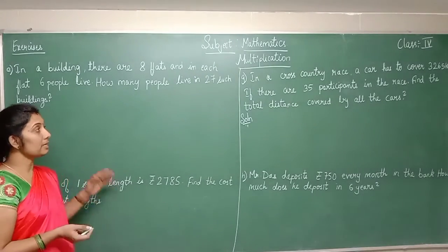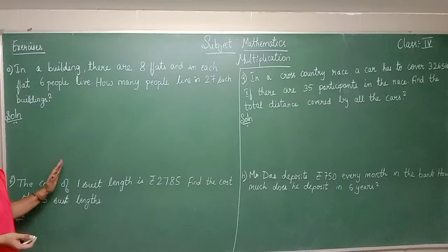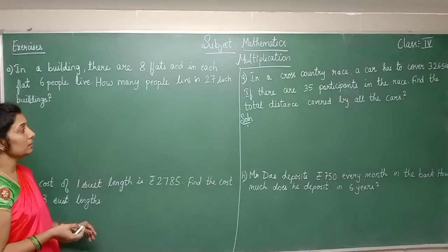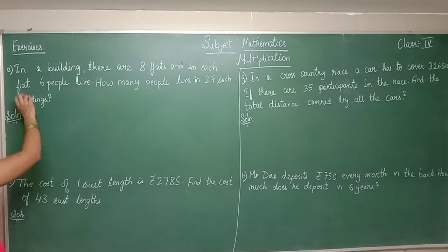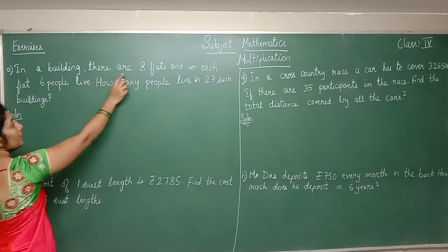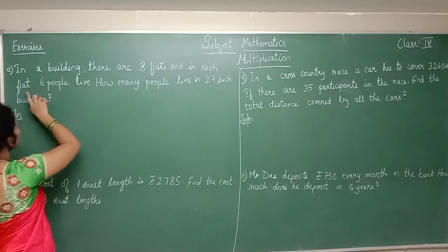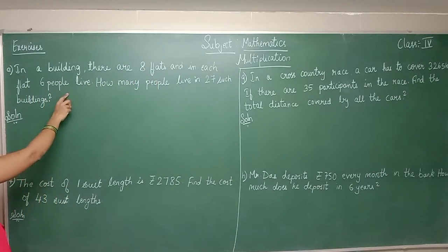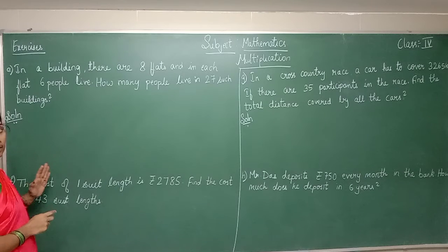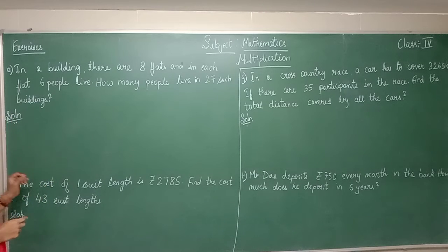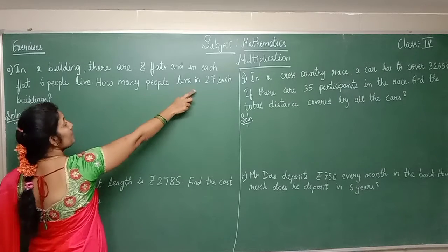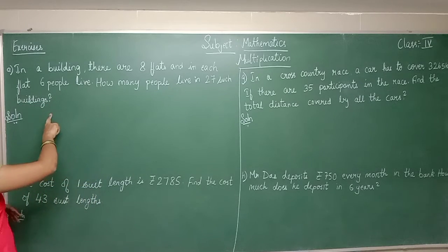Now I continue with that word problem again in this class. Let me read the question first. In a building there are 8 flats and in each flat there are 6 people. There are 8 flats in a building. In each flat there are 6 people. In 8 flats how many people are there? We will find out. How many people live in 27 such buildings?